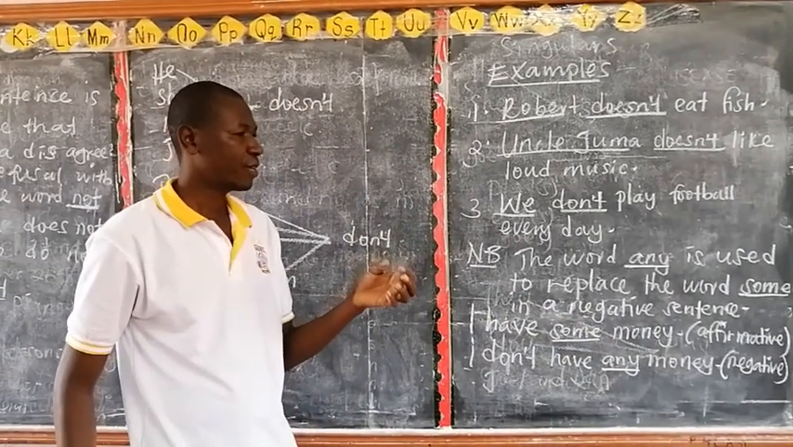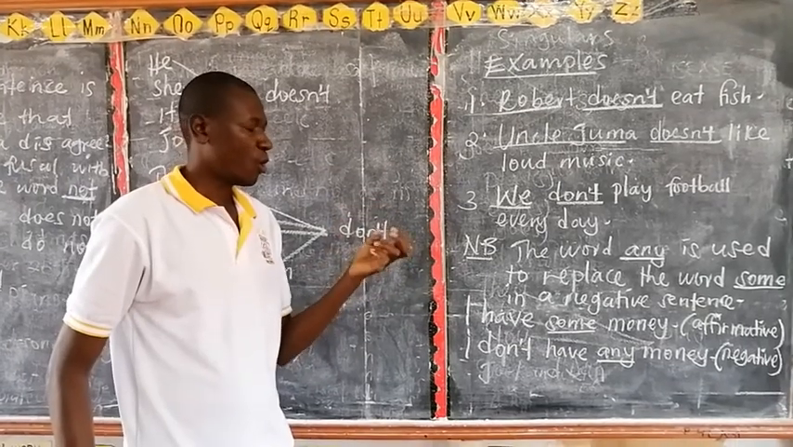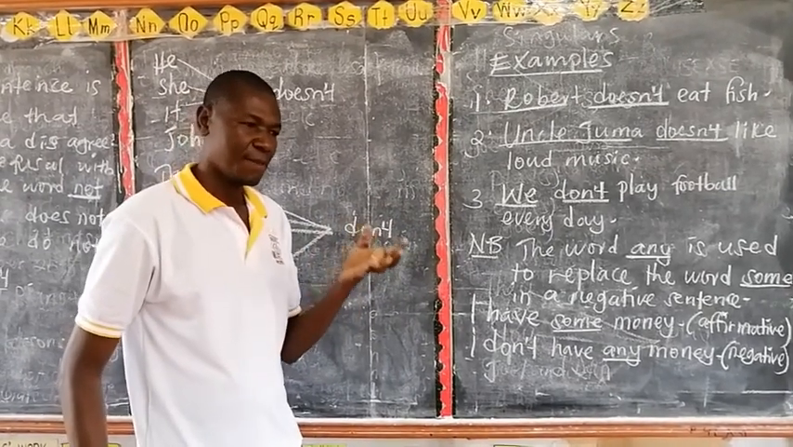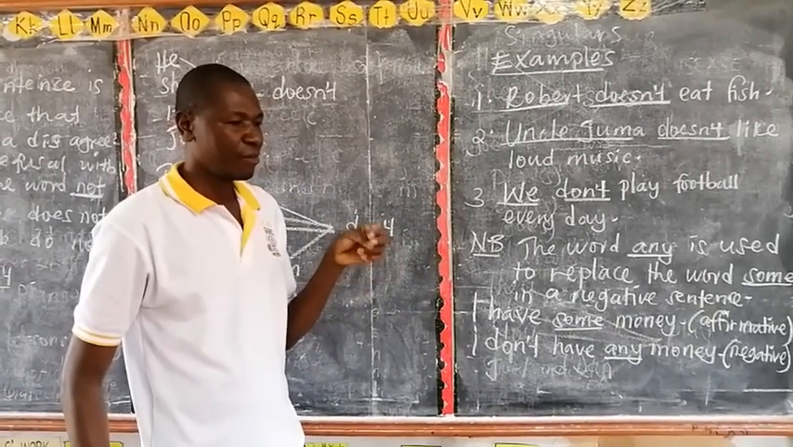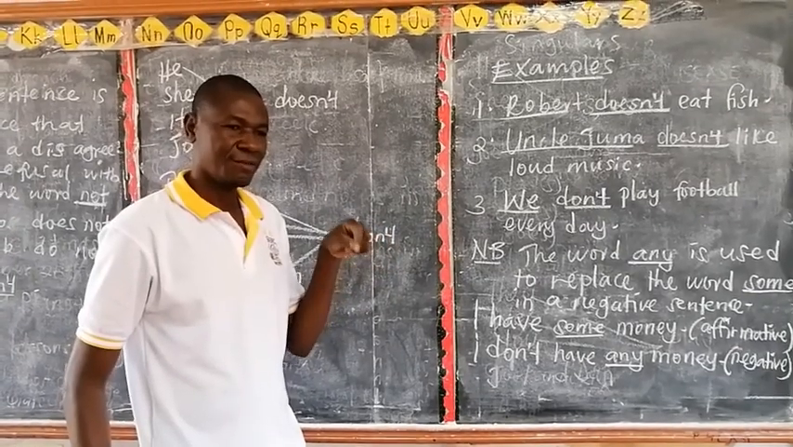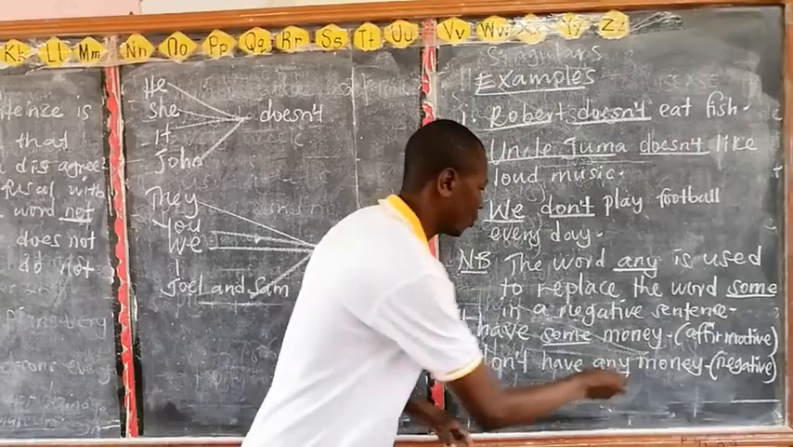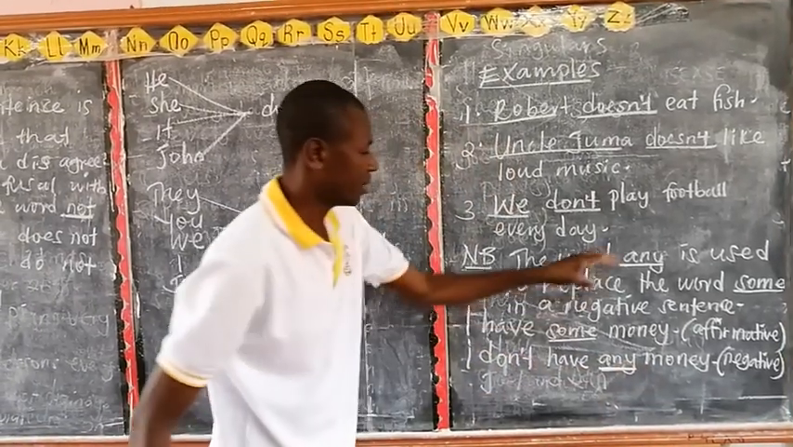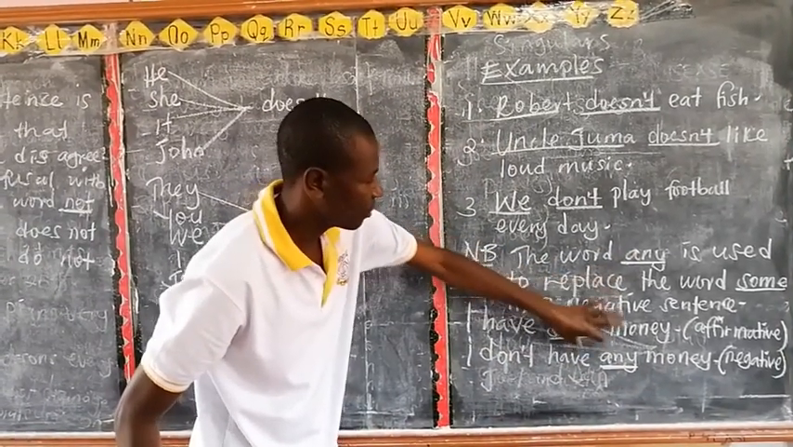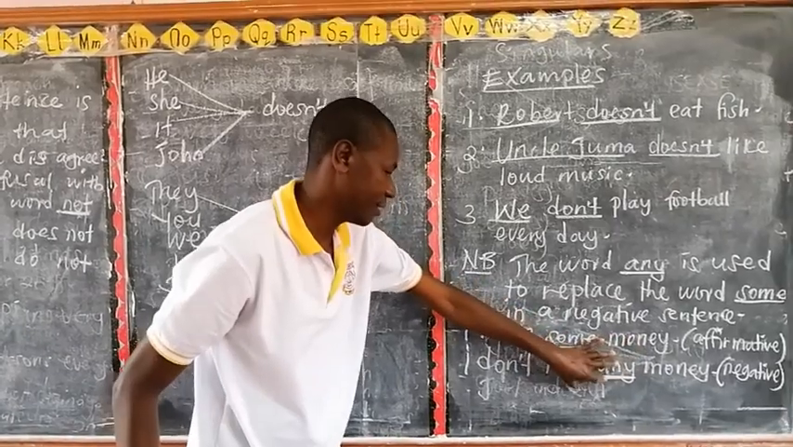Do you have any money? No, I don't have any money. Do you have any money? Yes, I have some money. So that is how some and any, those words are used. Some in positive, while any in negative.